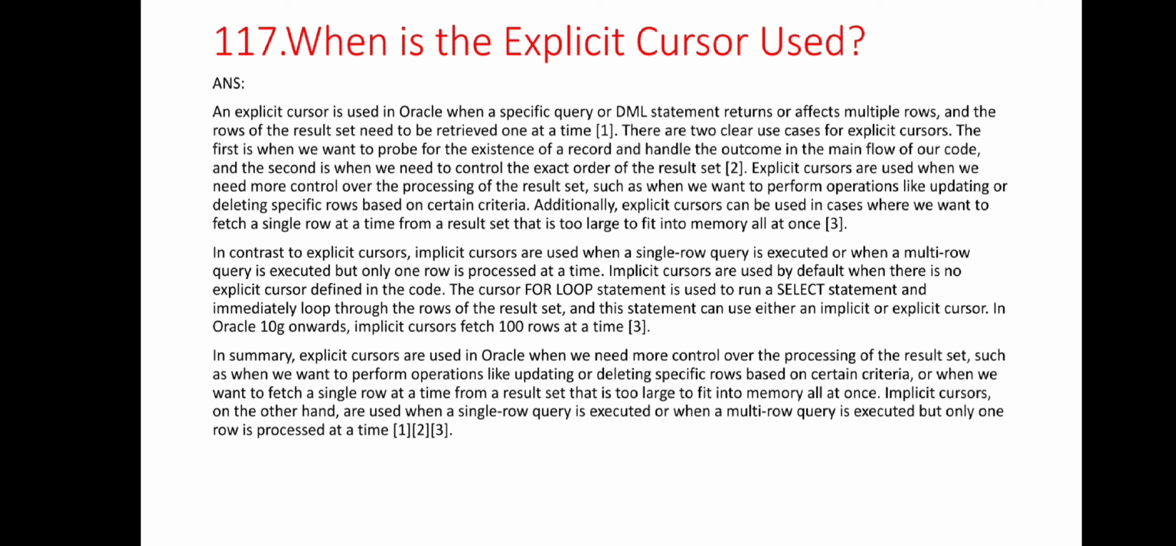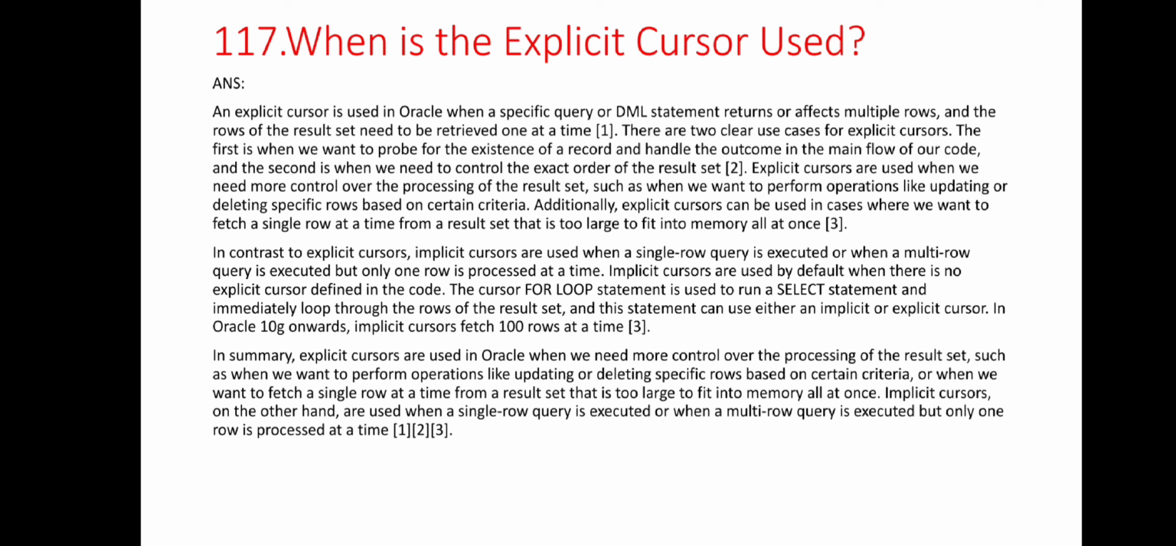Question number 117. When is the explicit cursor used? An explicit cursor is used in Oracle when a specific query or DML (data manipulation language) statement returns or affects multiple rows and the rows of the result set need to be retrieved one at a time. There are two clear use cases for explicit cursor.